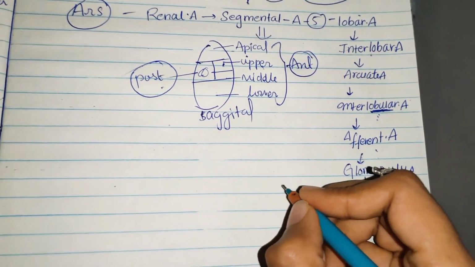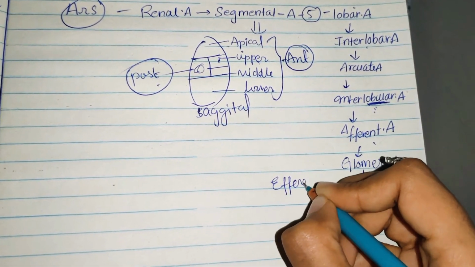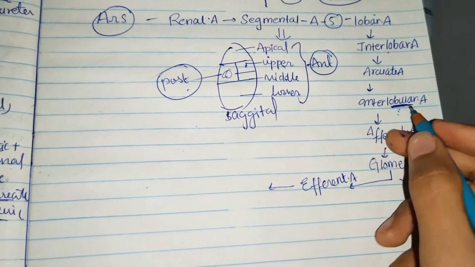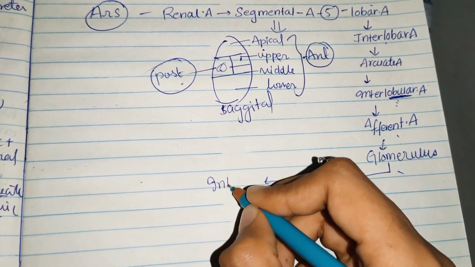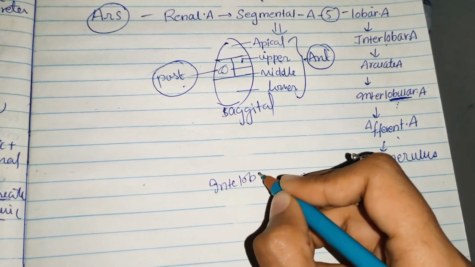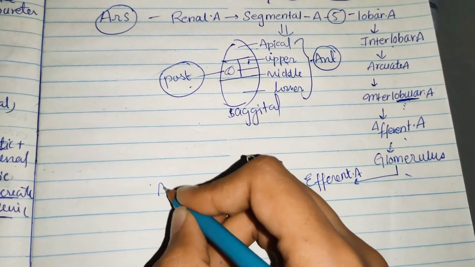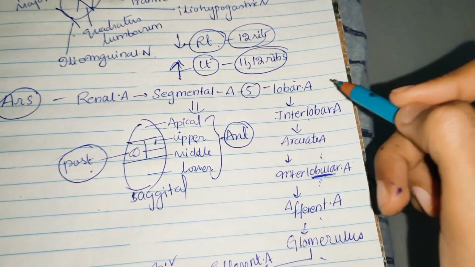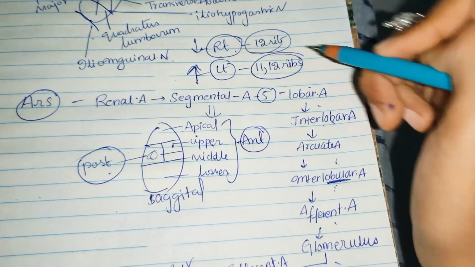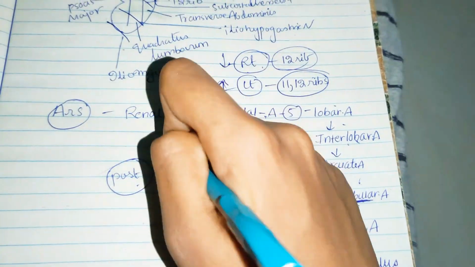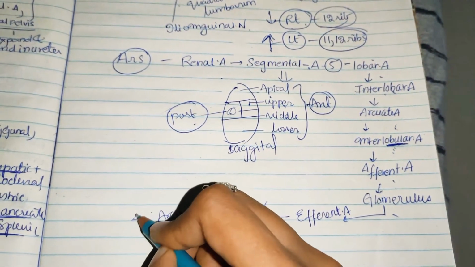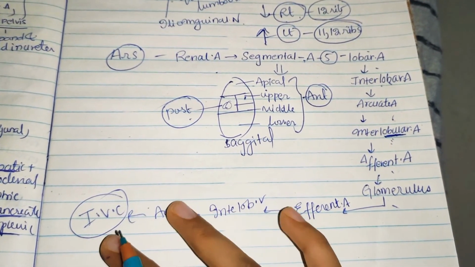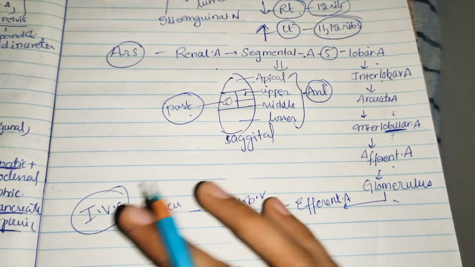From the glomerulus here you will get the efferent. After the efferent you will get the same names going backward, that is the interlobular vein, and again the arcuate vein. So you can just go backward: arcuate vein, interlobar vein, lobar vein, segmental vein, renal vein. From the renal vein, finally you can write here, it will go to the inferior vena cava. So the renal blood is going to drain into the inferior vena cava.